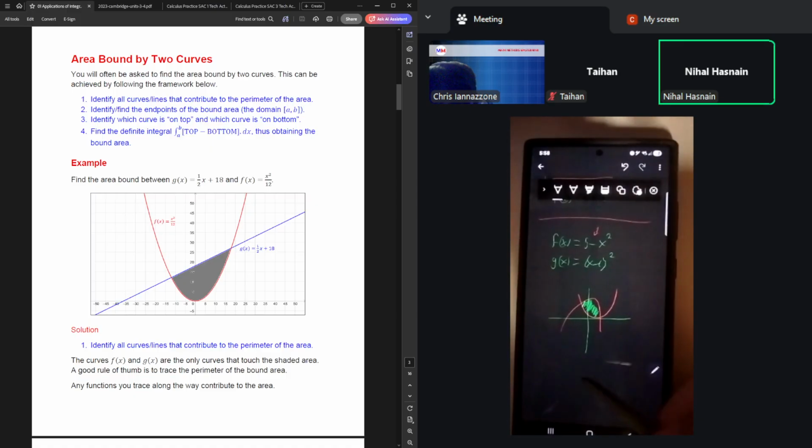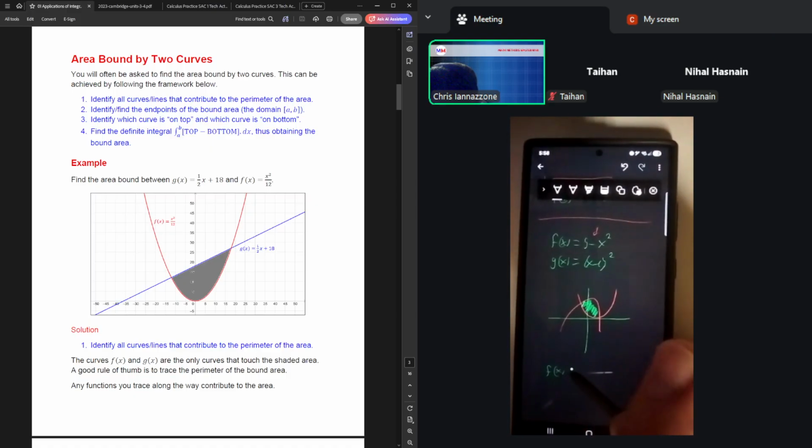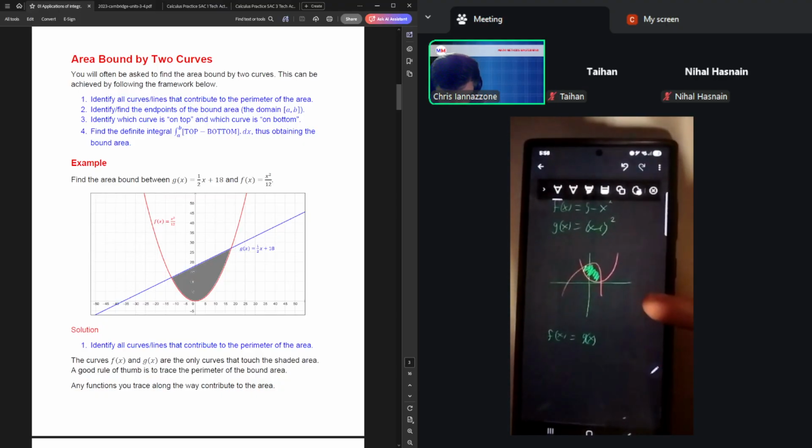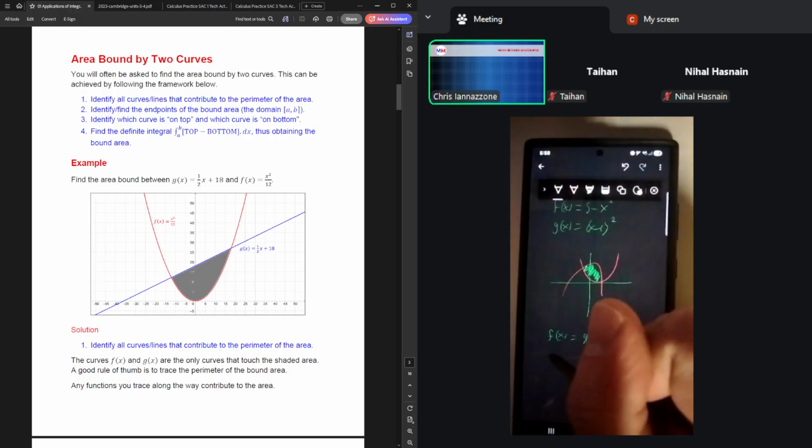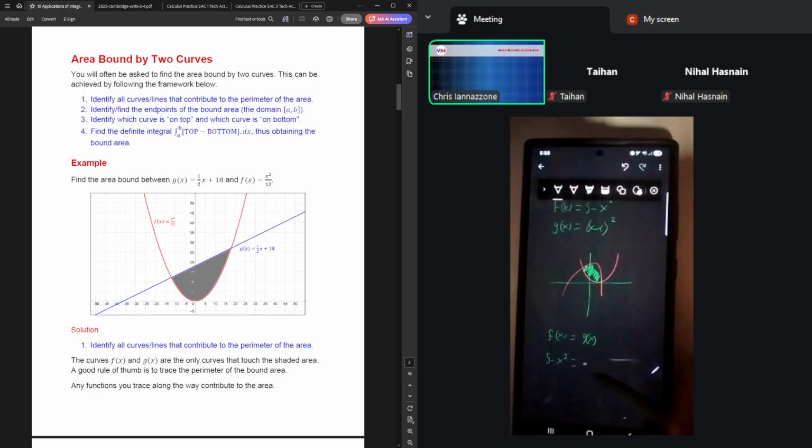Set them equal to each other. That's it, nice and easy, simple. f of x equals g of x, and then solving that. So let's run through that. 5 minus x squared equals (x take 1) all squared.